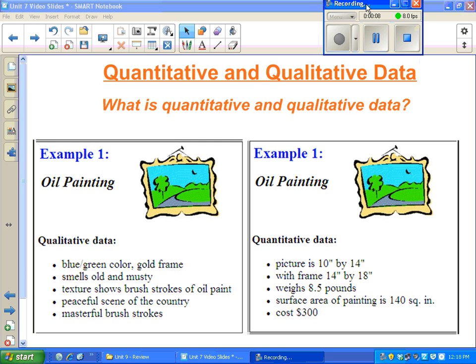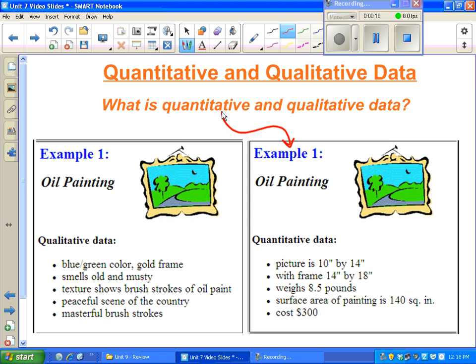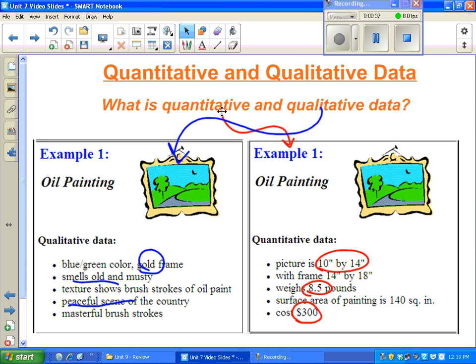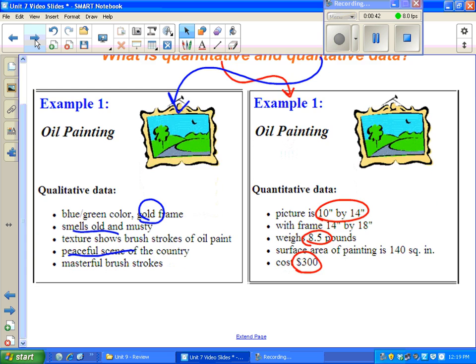So, in the beginning of statistics, we talked about how data can either be quantitative or qualitative. Remember, if it's quantitative, that has something to do with numbers. So quantitative is actually over here. Numbers, it's 10 inches by 14 inches. It's 8.5 pounds. It costs $300. Qualitative, which sounds like qualities, where quantitative sounds like quantities, you're just doing descriptions like gold, or it was a peaceful scene, or it smelled old. So quantitative deals with numbers and quantities. Qualitative deals with qualities or characteristics.